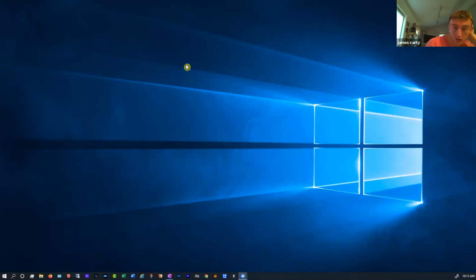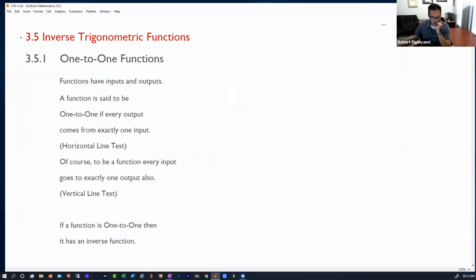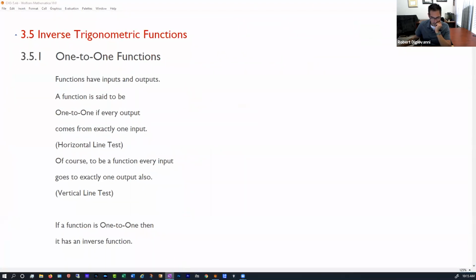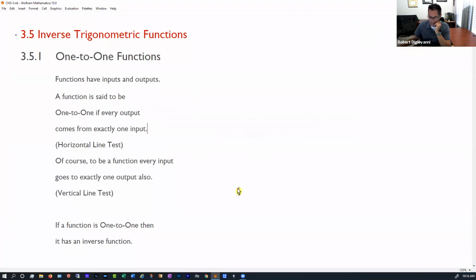Hopefully that fixed things. I don't know, my computer, when I restarted, did a disk scan. It's corrupted, so it must create a new cache lock, and you may delete the cache or keep copying. So I think it's something with OneNote. I'm not sure what though.